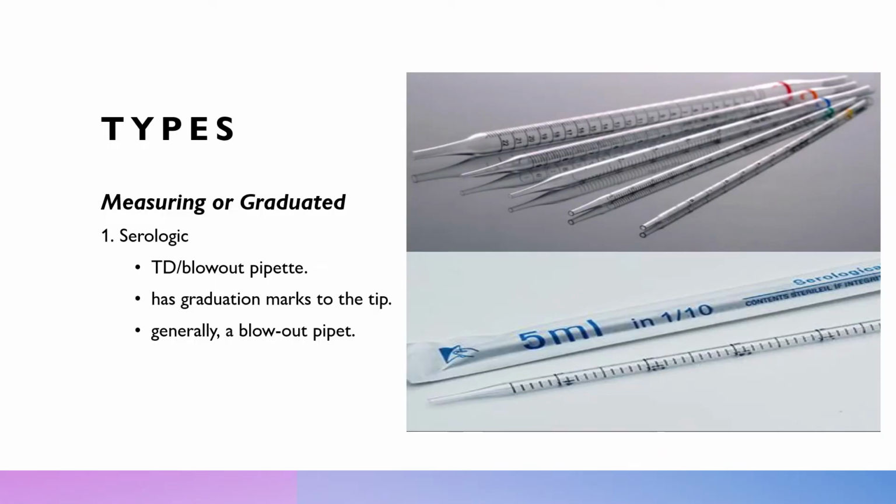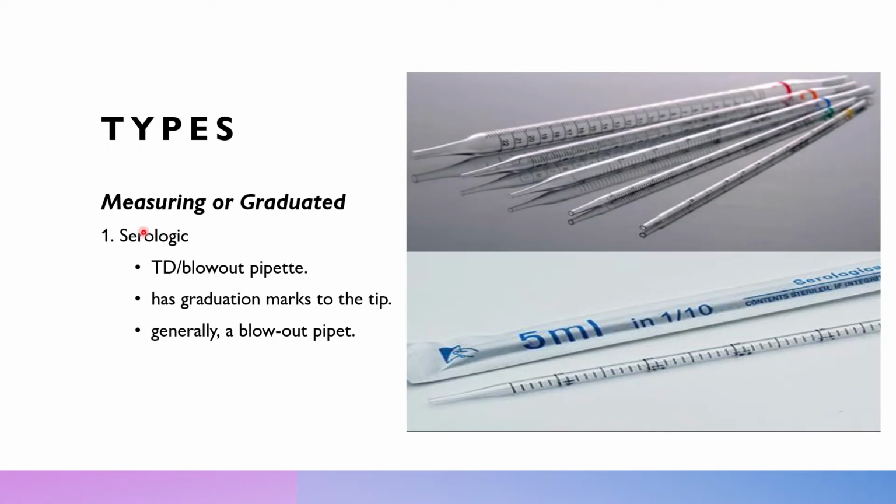Okay, just a brief recap. We're already done with the designs of the pipettes. That's either to contain or to deliver. We also have the different draining characteristics of the different pipettes. That's blowout type of pipettes and also self-draining type of pipettes. And lastly, let's discuss what type of pipettes are they. Okay, first one are measuring or graduated type of pipettes.